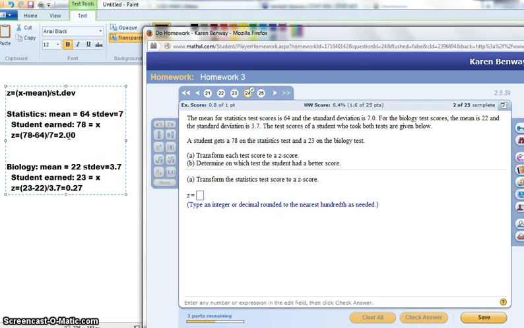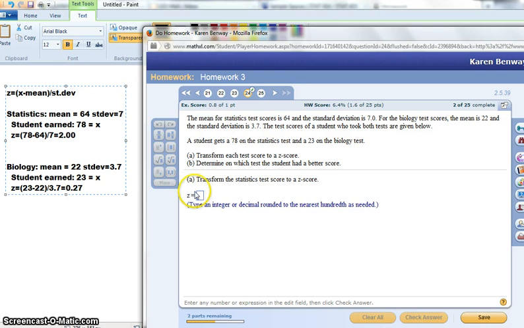In biology, the mean was 22, the standard deviation was 3.7 on that test, and the student earned a particular value of 23. To figure out how many standard deviations above average that is, we calculate the z-score. We take our particular value, 23, subtract the mean, and divide by 3.7. That gives us a z-score of 0.27, which means on the biology test, the student was still above average, but they were only 0.27 standard deviations above average.